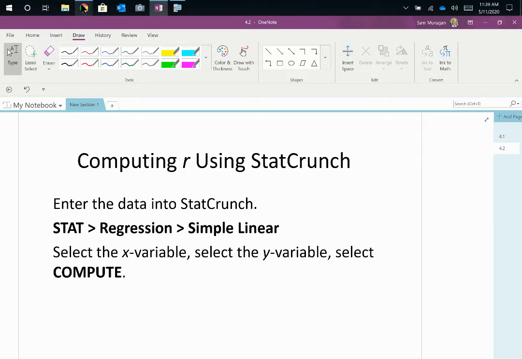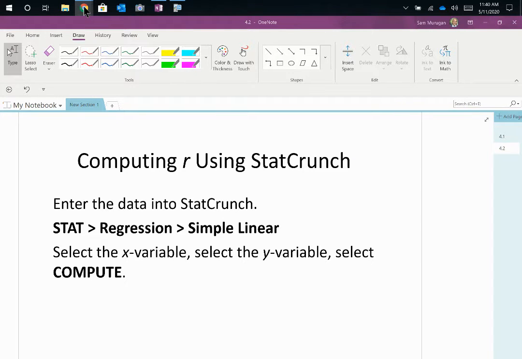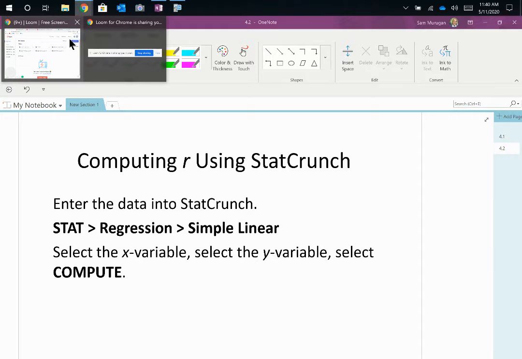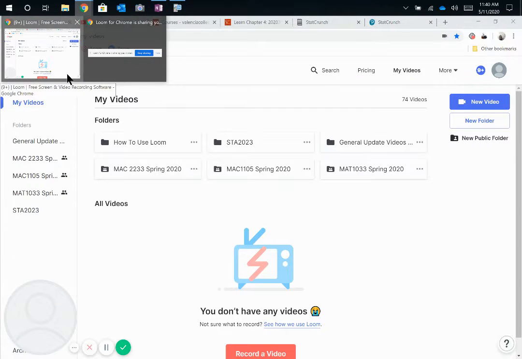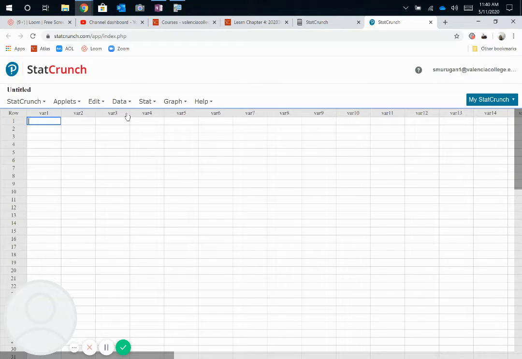So in your homework, you'll be able to just click on the data, and you'll be able to transfer it directly to StatCrunch. I'm using StatCrunch independently, so I want to go to StatCrunch here and put in my data manually. Okay, so to do that, I'm going to go ahead and type in my numbers.